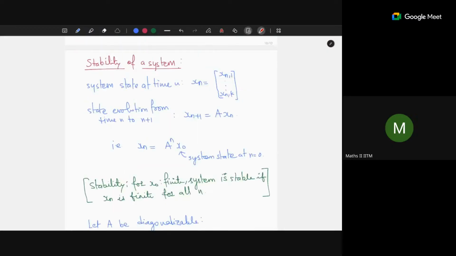So what is the stability of a system? We have already seen powers of matrices, and you can use powers of a diagonal matrix. You can write a matrix in terms of the diagonal matrix, and you can compute the power of that, and it is easier to work with, for a diagonalizable matrix. Now, one of the applications of that is in finding the stable situation of a linear system.